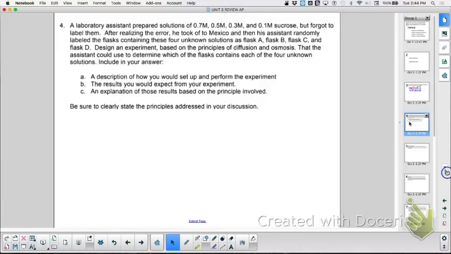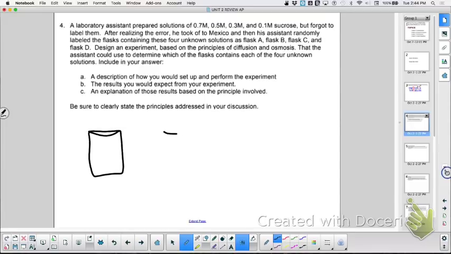Our lab, right? Now, am I going to need to use potatoes in this lab? No. Absolutely not. Okay, what will I use in this lab, though? Dialysis tubing. What would be the best way to set this lab up?